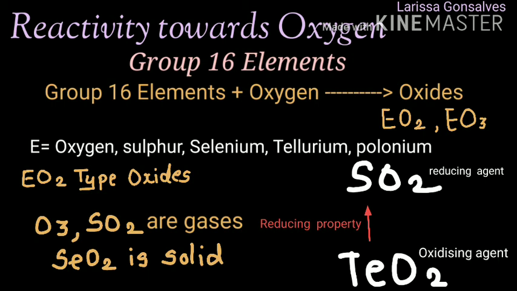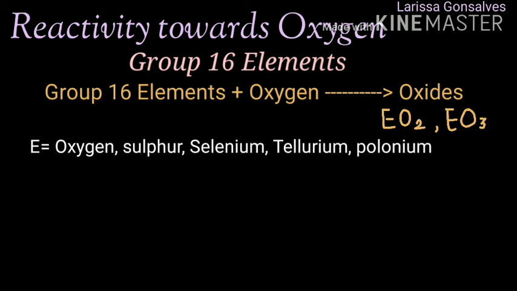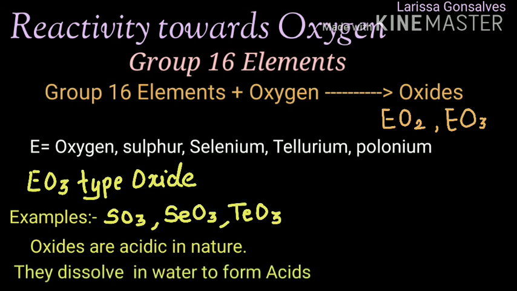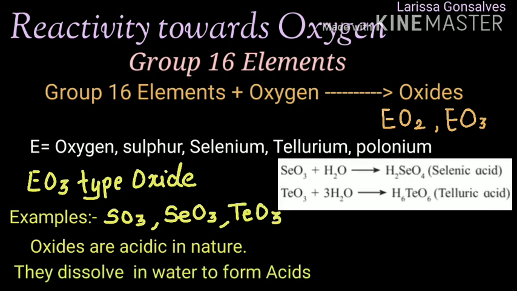The other type is the EO3 type of oxides. SO3, SeO3, TeO3 are also acidic in nature. They dissolve in water to form acids. Selenium trioxide reacts with water to form selenic acid. TeO3 reacts with water to form telluric acid.